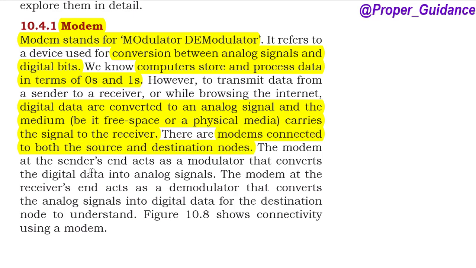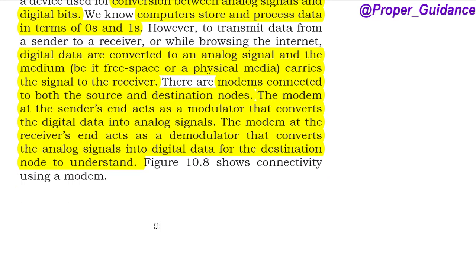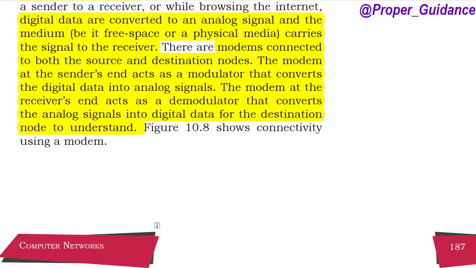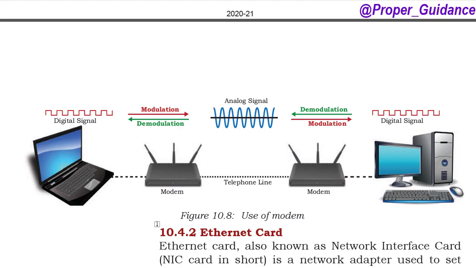The modem at the sender's end acts as a modulator that converts the digital data into analog signals. The modem at the receiver's end acts as a demodulator that converts the analog signal into digital data for the destination node to understand. This is the very functionality of a modem. So here is that particular picture, the use of modem.